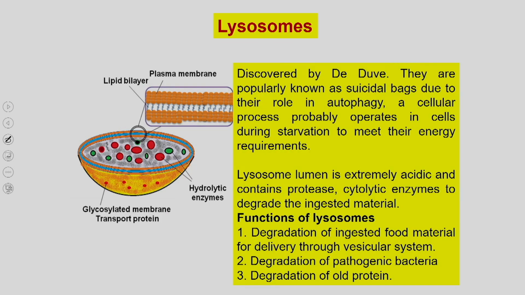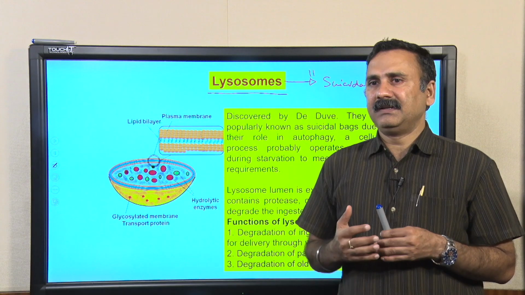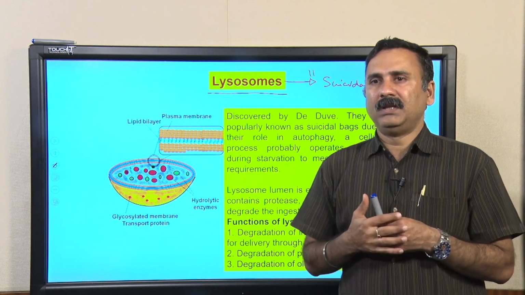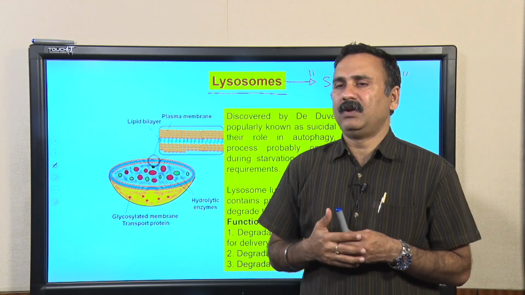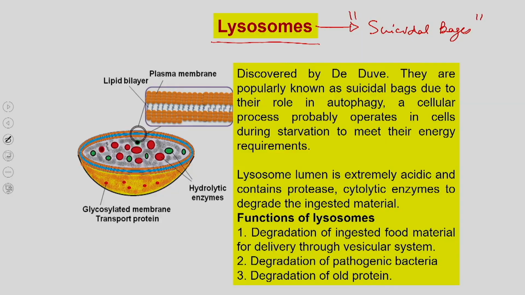Let us move on to the next organelle, which is known as the lysosomes. Lysosomes are popularly known as suicidal bags, which means lysosomes contain substances that are very harmful for the cell, and if they spill over within the cell, it induces the suicide of that cell. Lysosome was discovered by the scientist D. Duve, and they are known as suicidal bags due to their role in autophagy.